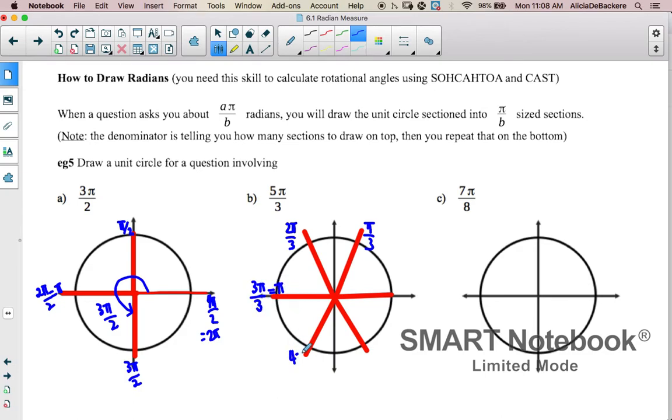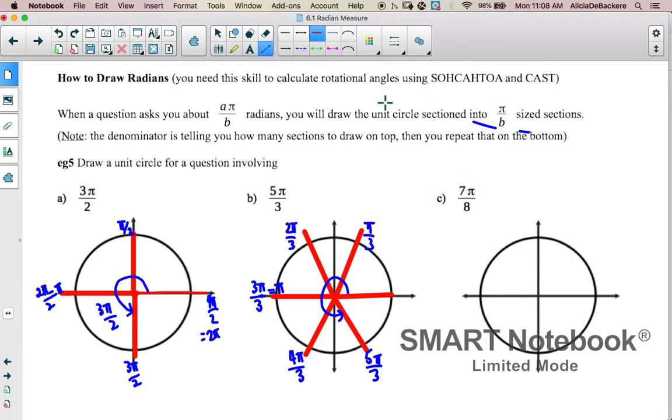Then the next one will be 4 pi by 3s. And then the last one will be 5 pi by 3s. And so that's the one that we were looking for, so I can draw my angle. And there it is, that's my 5 pi by 3. We'll repeat doing the same thing now in the last example.